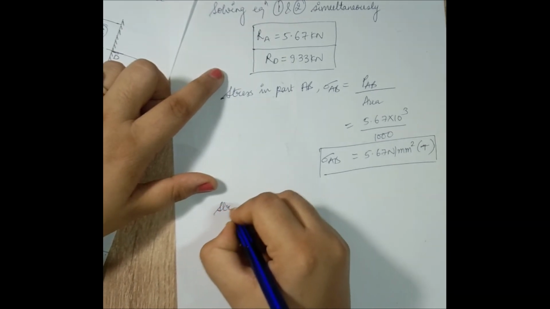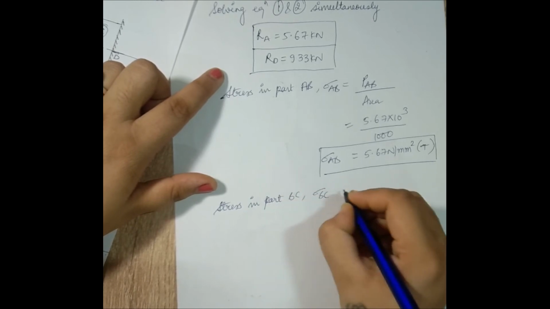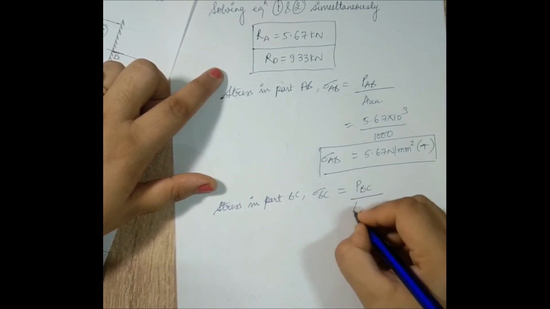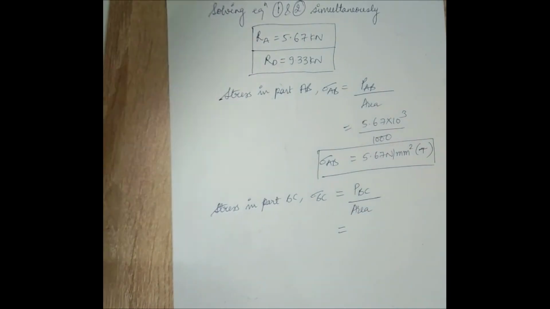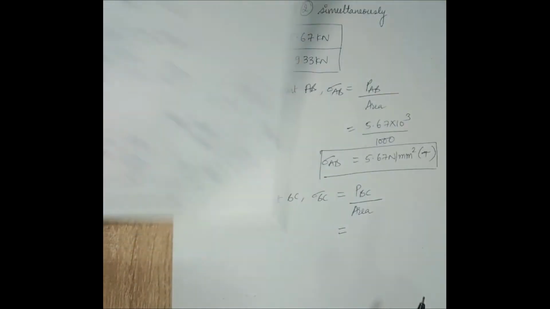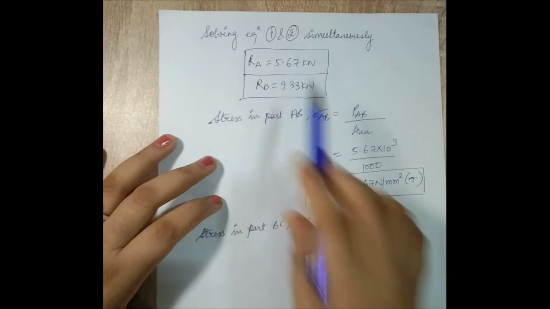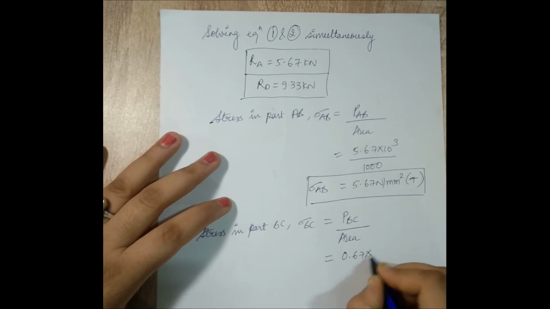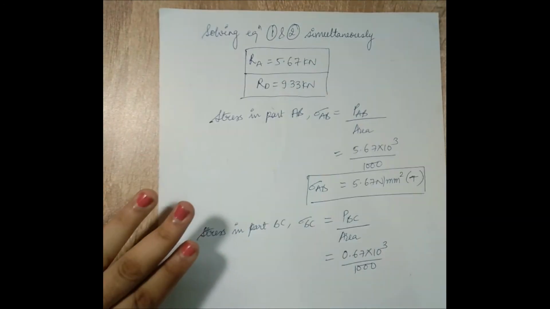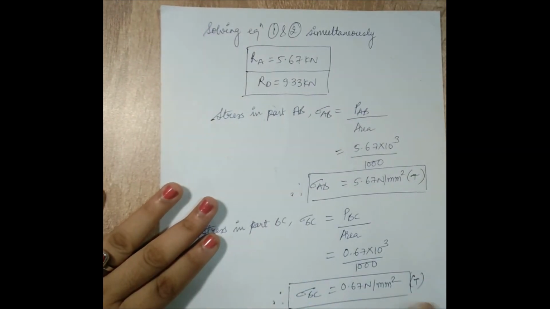Now next is stress in part B to C. Sigma BC is equal to load of BC portion upon area. Let's look at the figure. The load is either RA minus 5 or 10 minus RD. So let's take up RA minus 5. It will be very simple because it is 5.67 minus 5, which is 0.67 into 10 raised to 3 upon 1000. So I get the answer as 0.67 Newton per mm square. I had assumed this was tensile and I get a positive answer. So my assumption is correct.